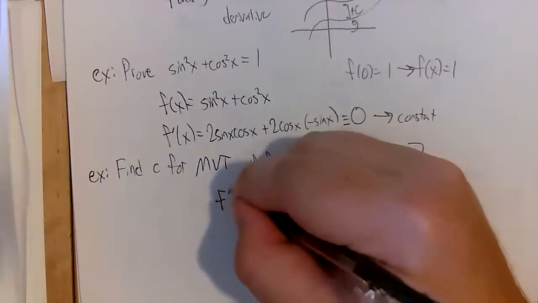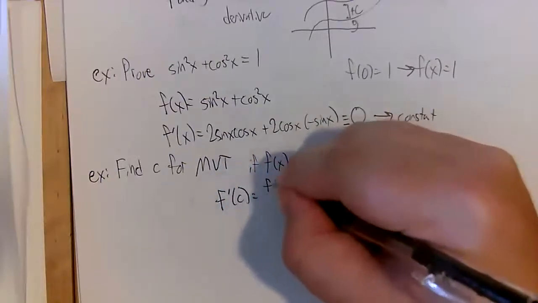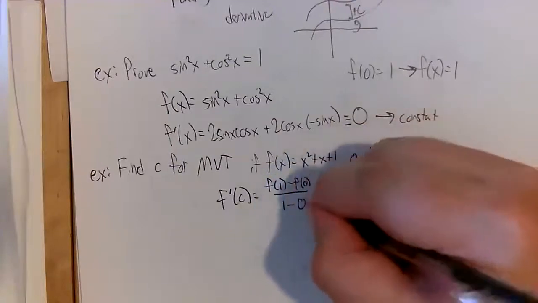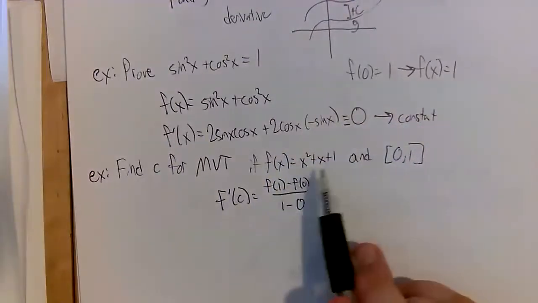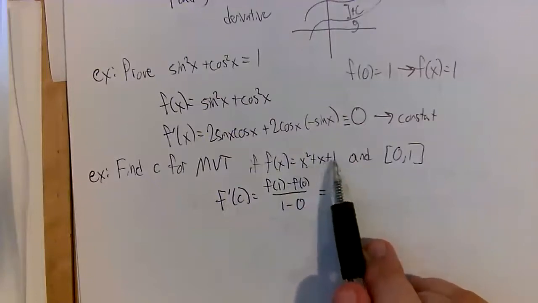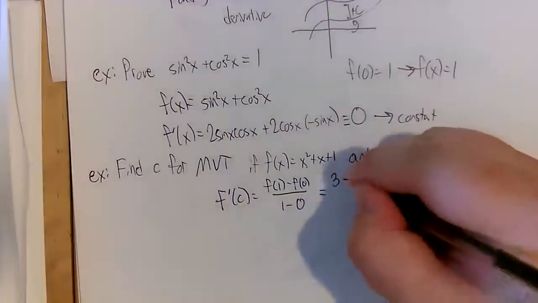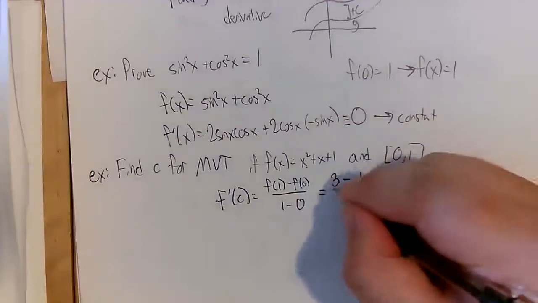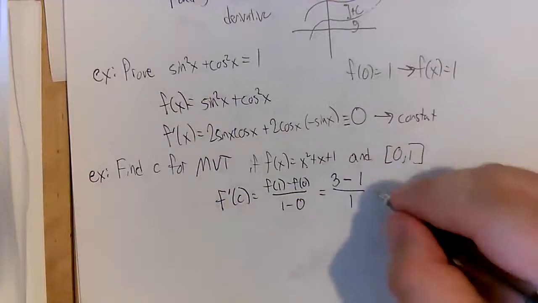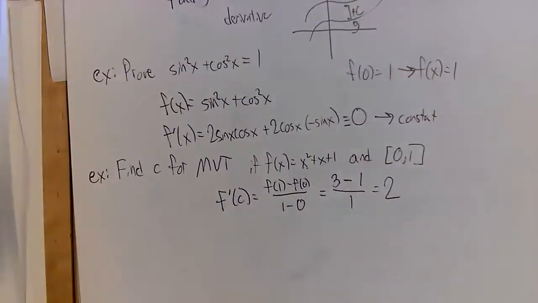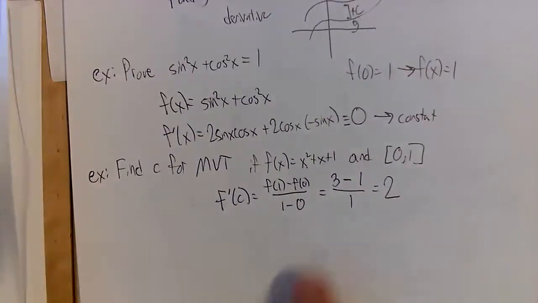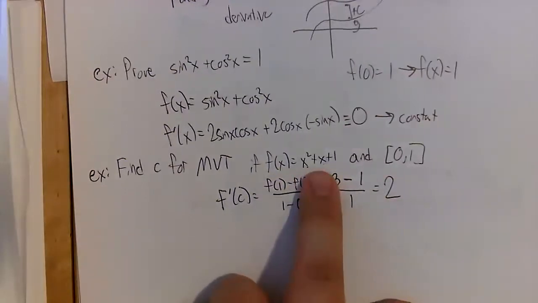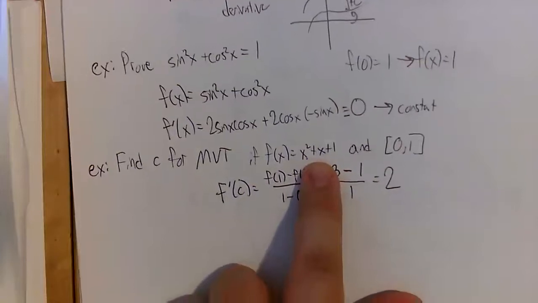So now we know that f prime of some c value will be f of 1 minus f of 0 over 1 minus 0. So f of 1 is 1 plus 1 plus 1, which is 3. And I plug in 0: 0 plus 0 plus 1 is 1. And then we have 1 minus 0 down there. So what the mean value theorem tells us about this situation is that somewhere in the interval from 0 to 1, this function must have a derivative equal to 2.